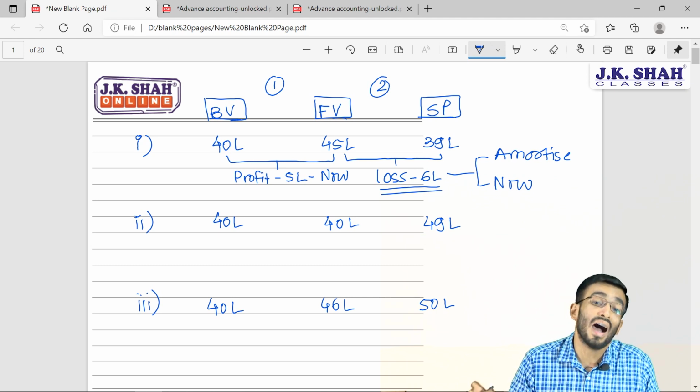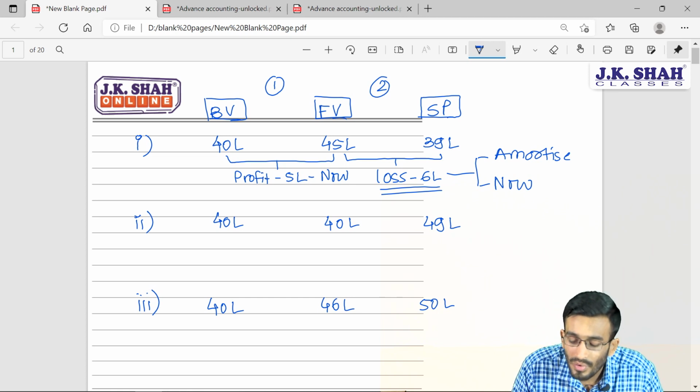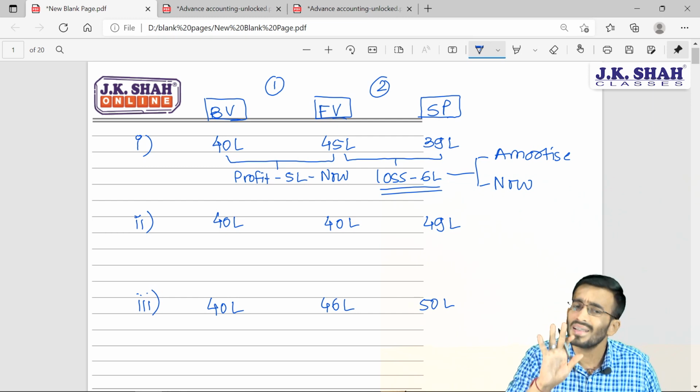Now dear students, how to write this answer? Now listen carefully. If I am talking about the first comparison, that is book value to fair value, where book value is 40 lakhs and the fair value, I can say the market value, is 45 lakhs. The profit of 5 lakhs is nothing but the genuine profit.